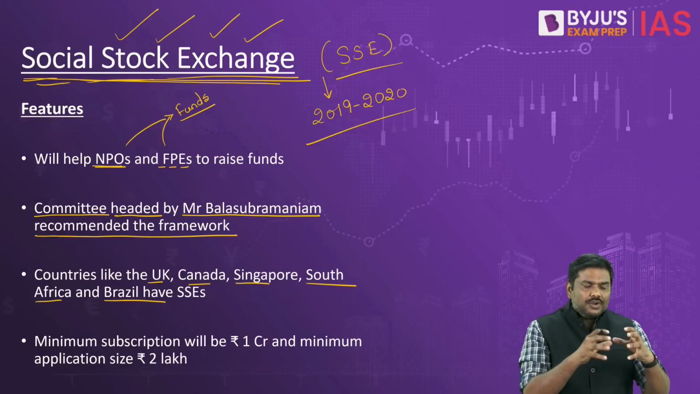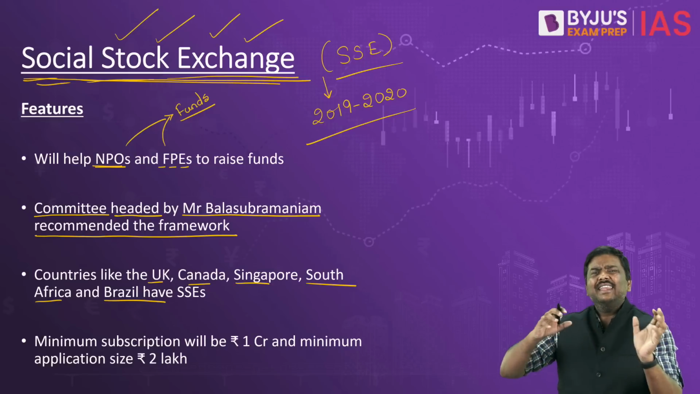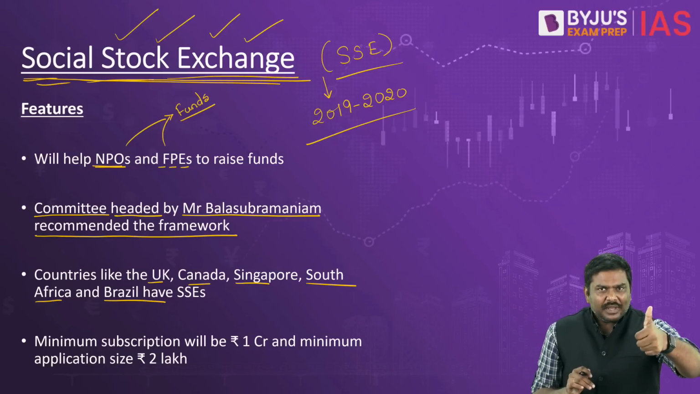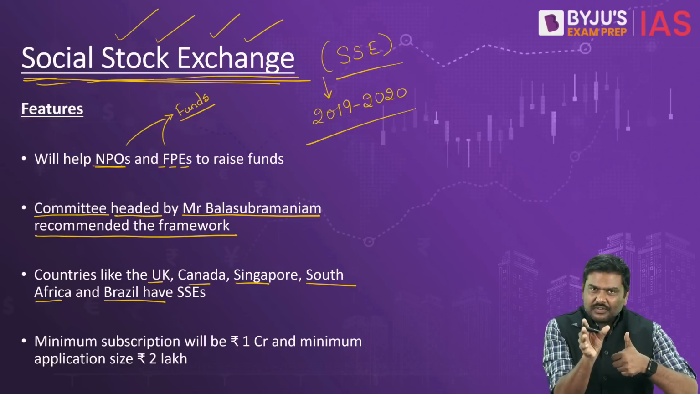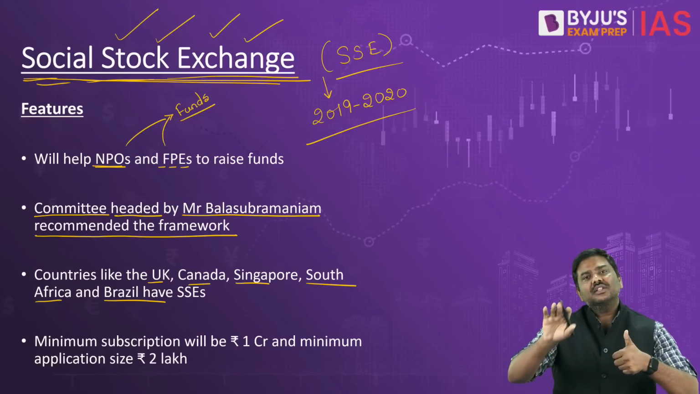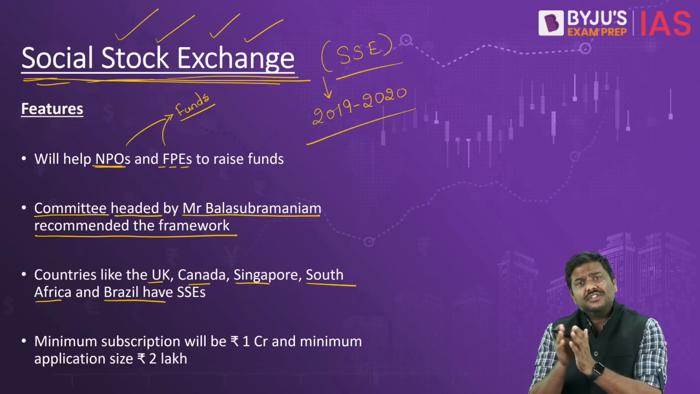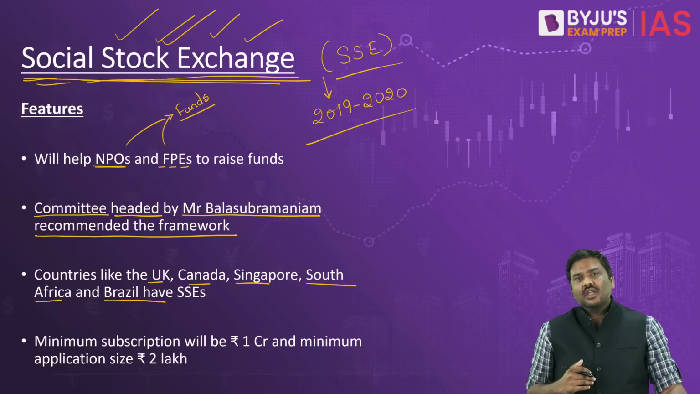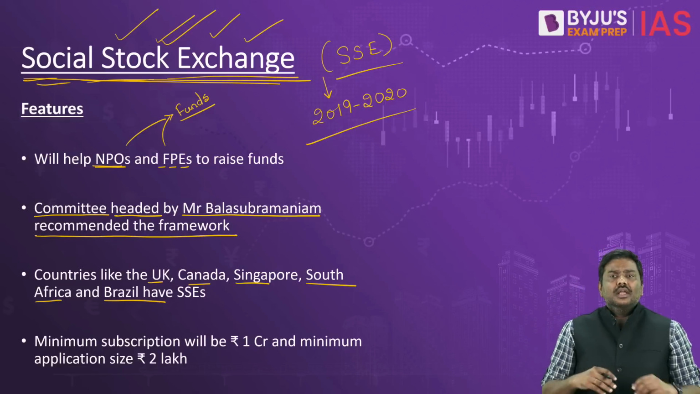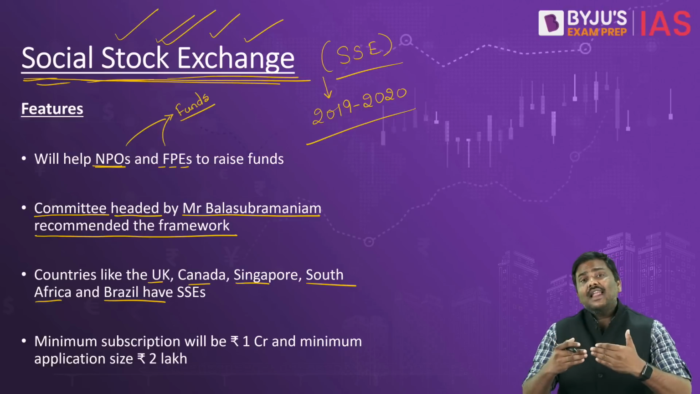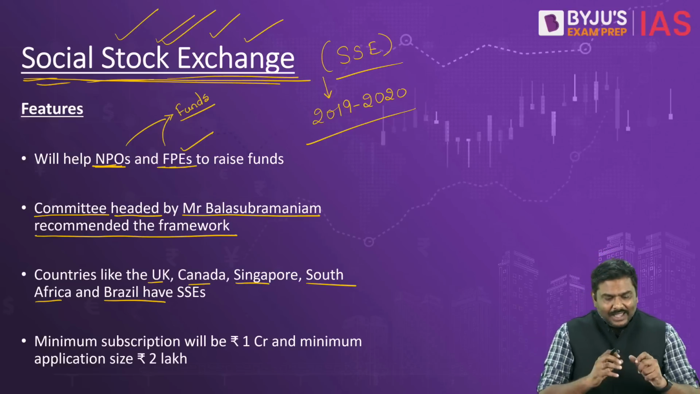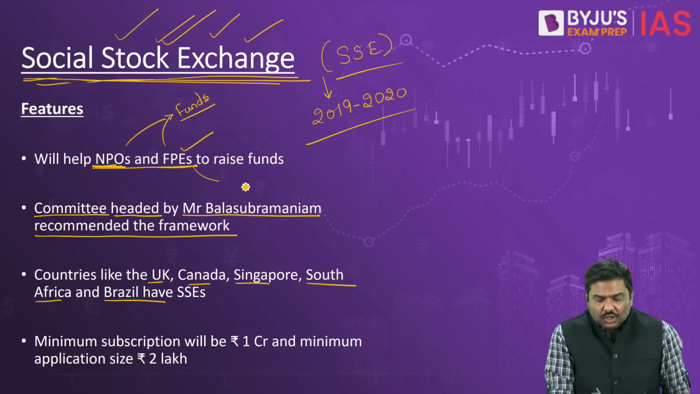Now, point number one, social stock exchanges will not be functioning as any new entities. These will be part of existing exchanges in India. For example, we have Bombay Stock Exchange. Within the Bombay Stock Exchange itself, there will be one more segment that is called Social Stock Exchange. And we have a National Stock Exchange, NSE. And within NSE, there will be one more segment, that is SSE. Point number two. These social stock exchanges will allow for the NPOs as well as FPEs to be registered on them. And these NPOs and FPEs will be issuing or selling a lot of instruments in the market.